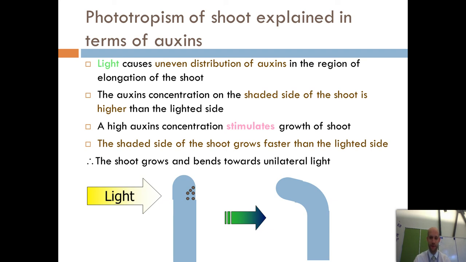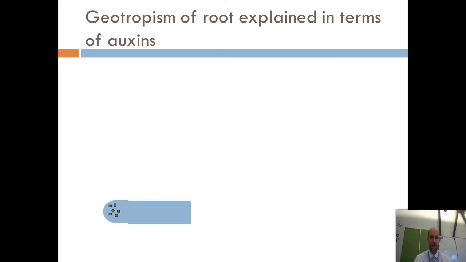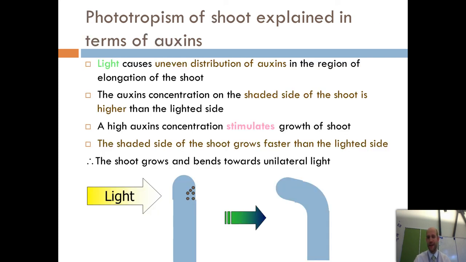So that side will grow faster. It's a clever way for the plant to orientate itself towards the light. Roots behave in exactly the opposite manner. They will bend away from the light. Think about the advantage of that. They're going to bend themselves down towards the soil.